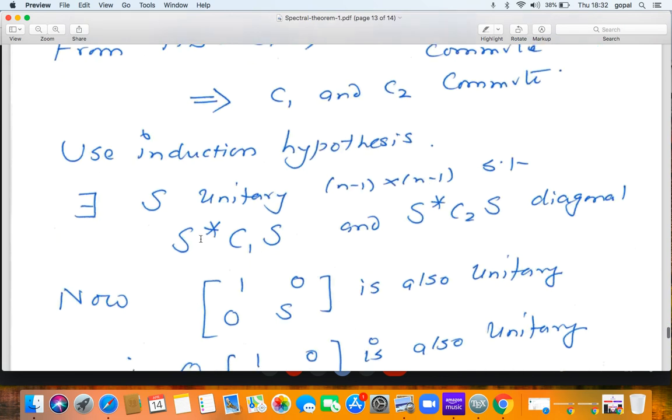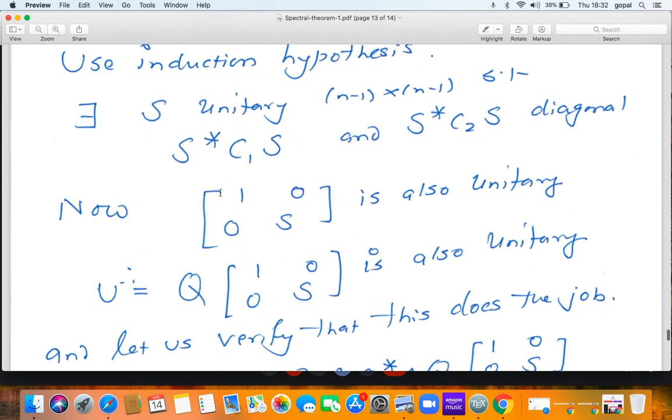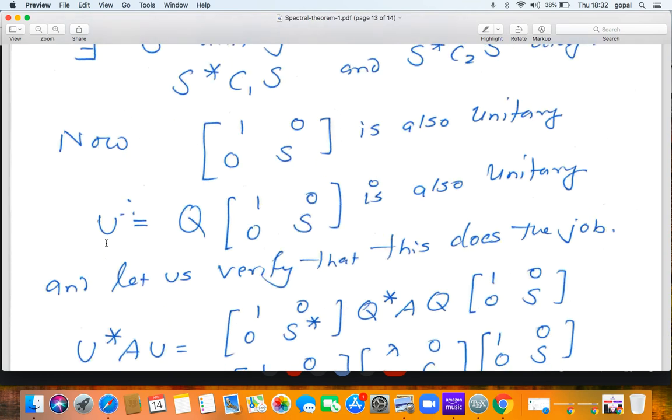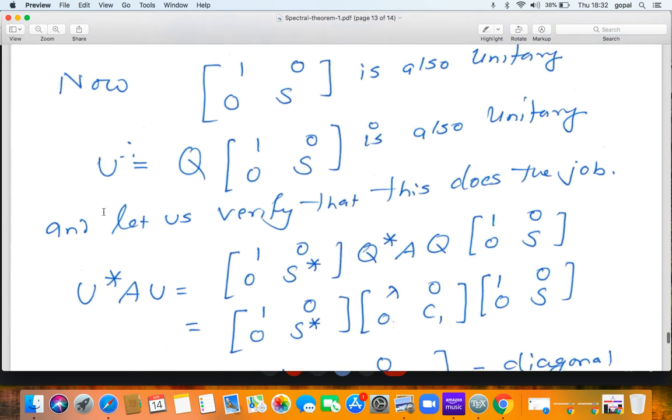Now if S is unitary, then the matrix 1, 0, 0, S is also unitary. The 1 is a 1 cross 1 matrix, the 0 is a string of zeros, a column of zeros, and there's a row of zeros. So 1, 0, 0, S is also unitary. Q is a unitary matrix. So Q times 1, 0, 0, S is a unitary matrix again. Call that unitary matrix U. Now let us prove that this U does the job for us.